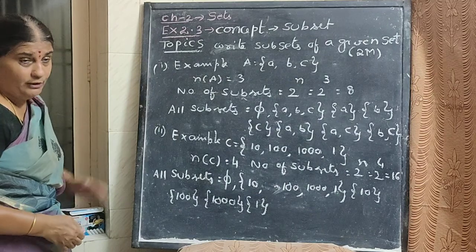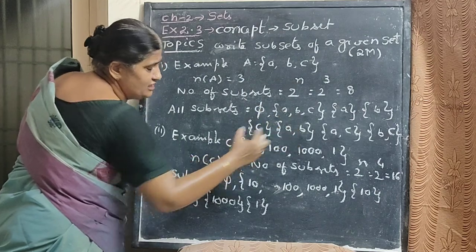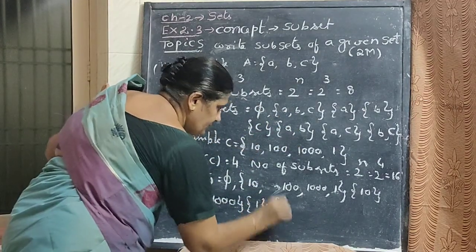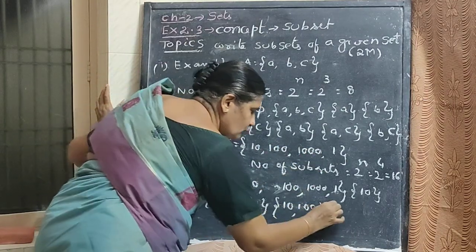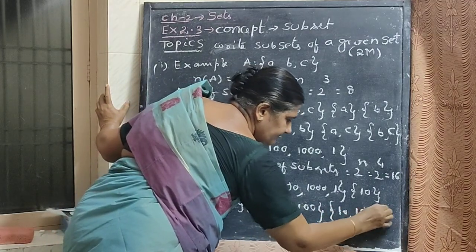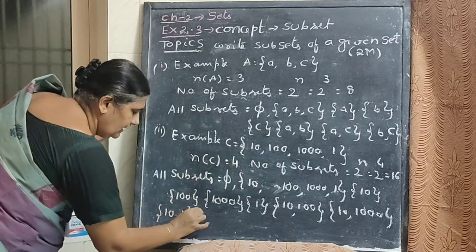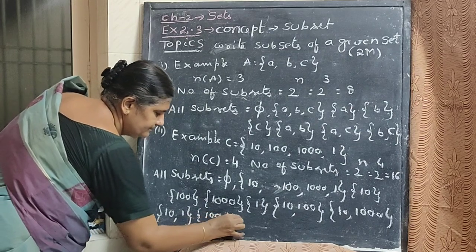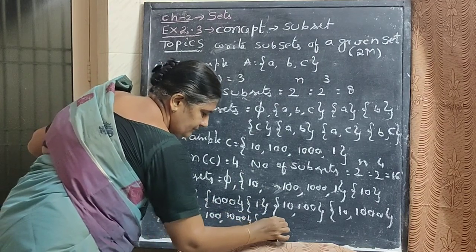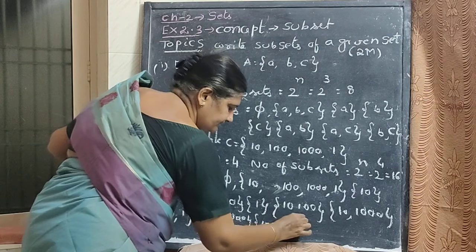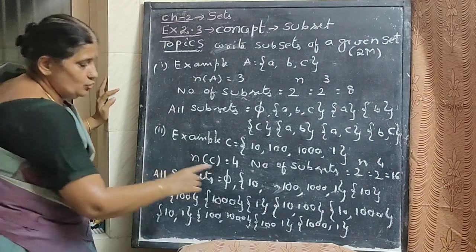If it is possible, write down 2 elements. If it is possible, write down 3 elements. For the above example, each element and 2 elements are possible. So, how to write 2 elements? 10, 100. Next, 10, 1000. 10, 1 over. Take this one: 100, 1000. Next one, 100, 1. Next one, 1000, 1. Overall how many subsets? 16. So 2 elements are over.